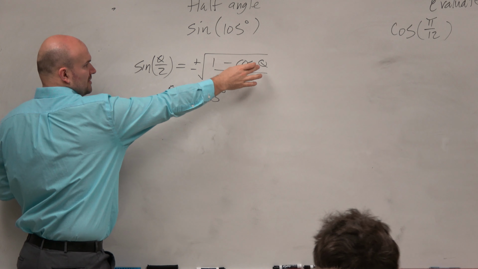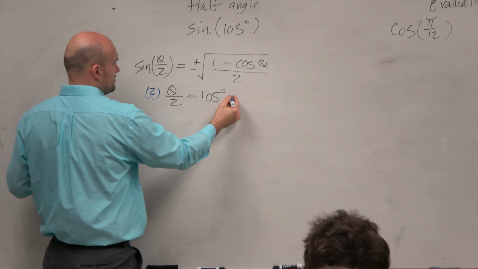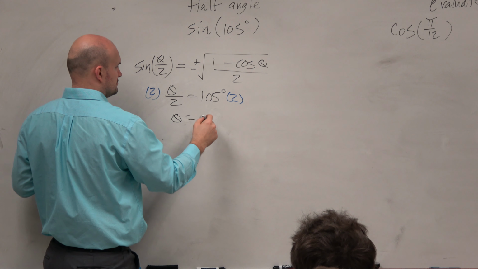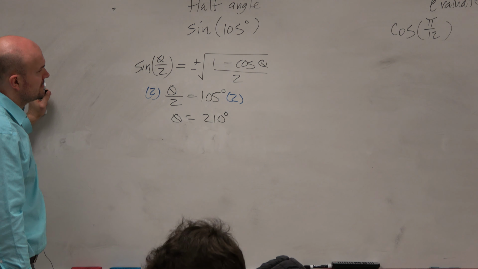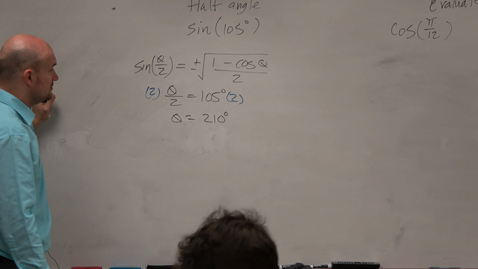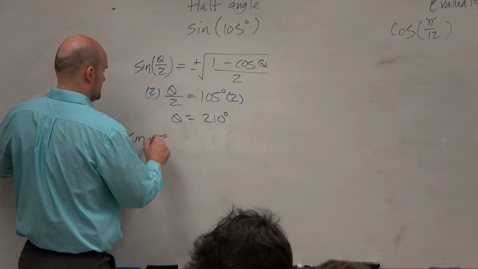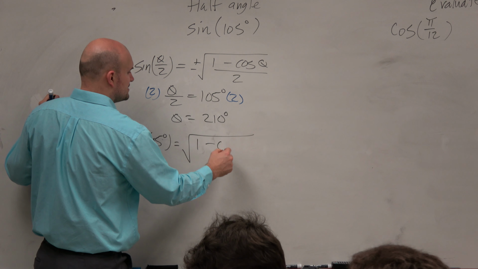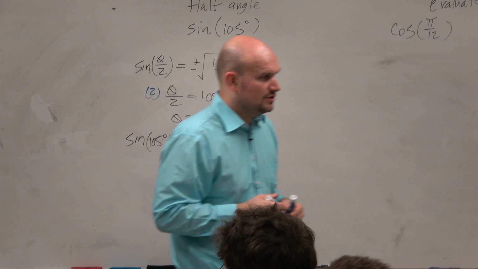Now, the problem is the formula, though, guys, has theta. We have theta over 2 is 105. So that means theta is going to be times 2. So therefore, that is 210 degrees. All right. So now let's go and plug in our formula. So we have sine of 105 degrees equals just the positive version, so I'm not going to write plus or minus, the square root of 1 minus the cosine of 210 degrees all over 2. So now we've got to figure out what is the cosine of 210 degrees.